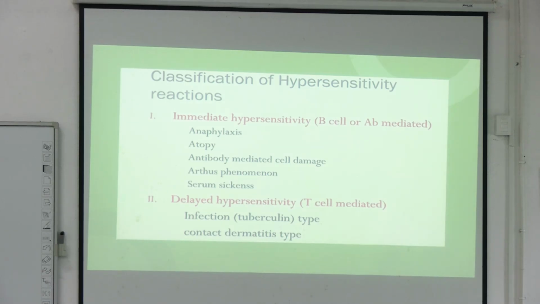So classification of hypersensitivity reaction: immediate hypersensitivity and delayed hypersensitivity. In immediate hypersensitivity, there are 3 types: class 1, class 2 and class 3. And delayed hypersensitivity, that is cell mediated hypersensitivity, that is type 4. Okay. So immediate hypersensitivity is B cell or antibody mediated. Our examples are anaphylaxis, atopy, antibody mediated cell damage like RBC lysis in hemolytic anemia. Arthus phenomenon and serum sickness is antigen antibody complex deposition in body and subcutaneous tissue.